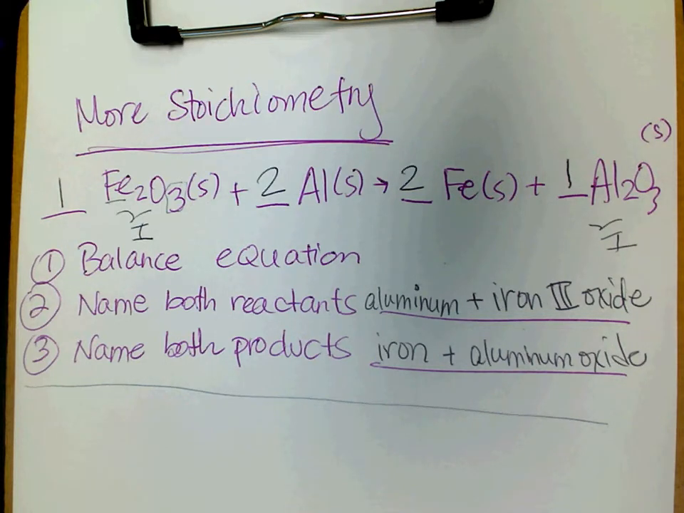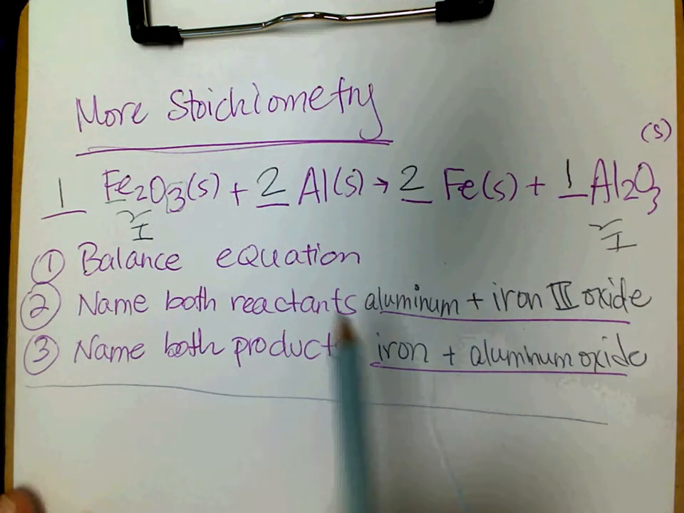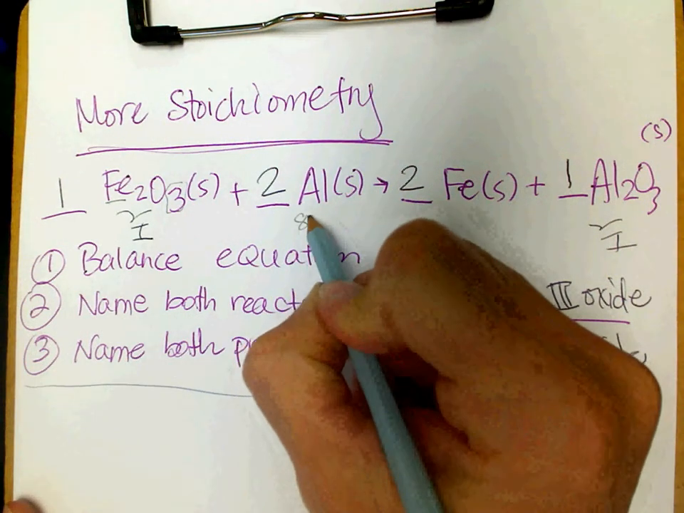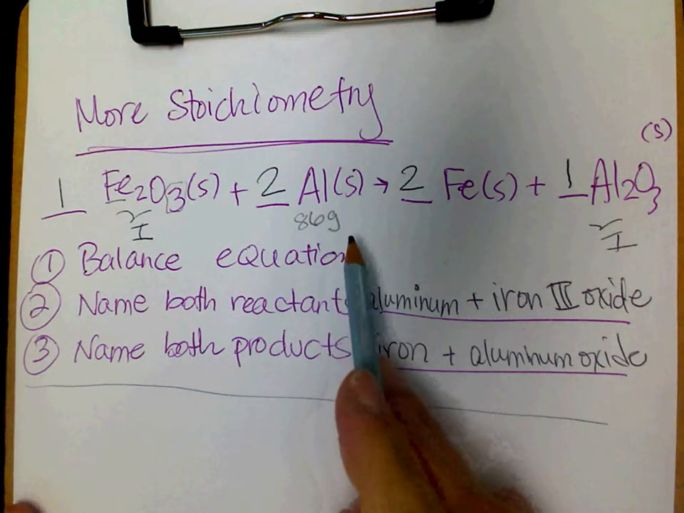Ever since I decided to start loaning out pencils to students, I don't have any more. All right. Let's say that I am given, let's say, 86 grams of this substance, aluminum. Okay?